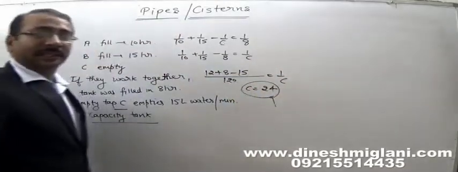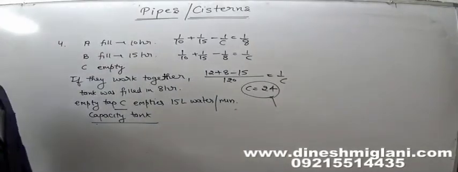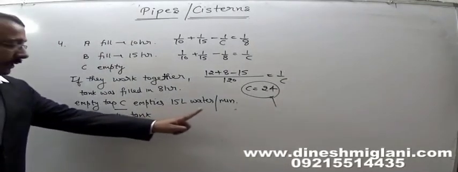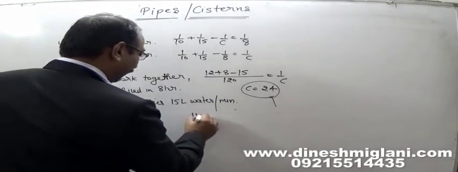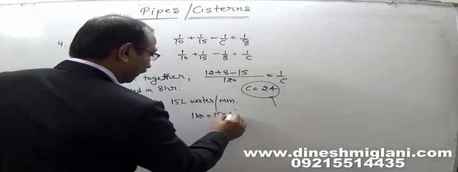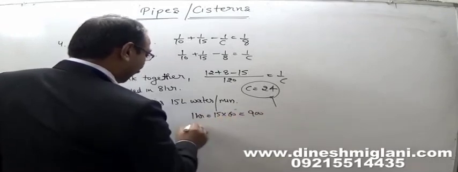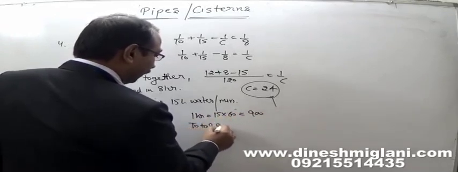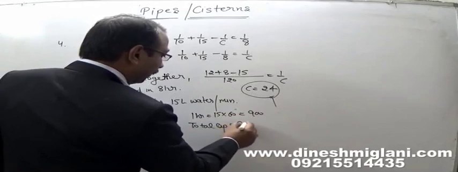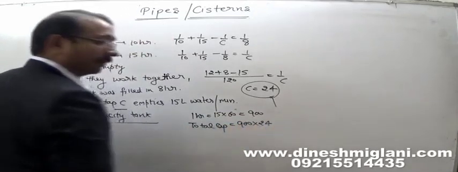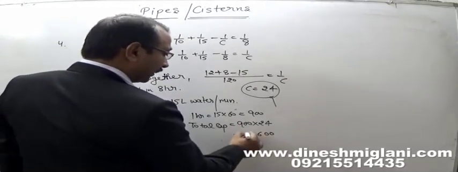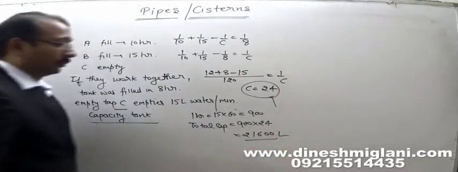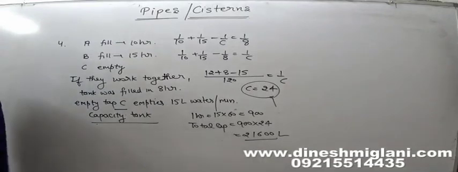It means C takes 24 hours to empty the whole tank. And in 1 minute it empties 15, so in 1 hour it empties 15 into 60, that is equal to 900. Here I have to find the total capacity, so total capacity is equal to 900 into 24. Just multiply, that gives 21,600. So the total capacity of the tank would be 21,600 liter. That becomes my answer.